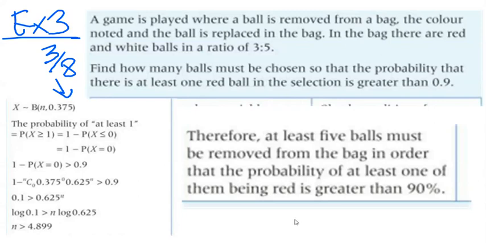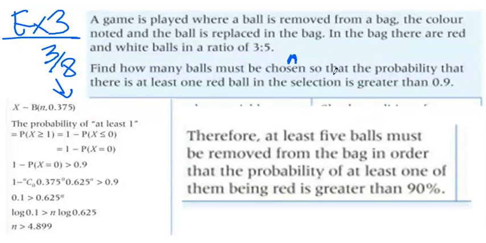A game is played where a ball is removed from a bag, the color noted, and the ball is replaced in the bag. In the bag, there are red and white balls in the ratio 3 over 5. It means for each 3, I have 5. I can say the total is 8. It's proportional. Find how many balls must be chosen. So I need to find n.